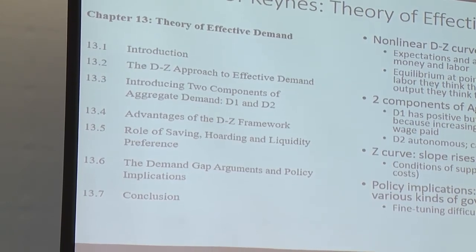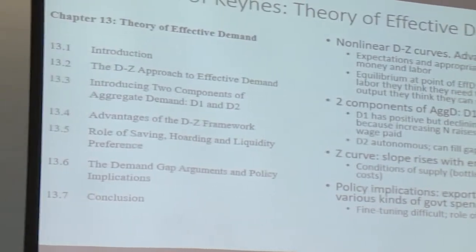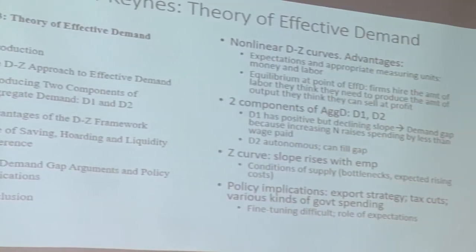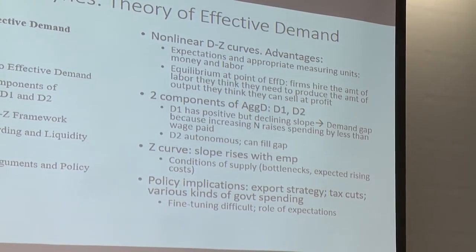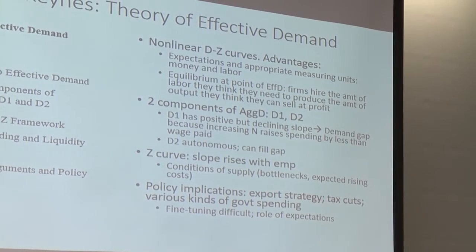And so here is my one sentence statement of the theory of effective demand. Firms hire the amount of labor they think they need to produce the amount of output they think they can sell at a profit. And this provides the more powerful rejection of the neoclassical labor market, which is that even if you could employ more workers at a lower wage, you're not going to employ them if you don't believe there's going to be profit down the road from hiring them.